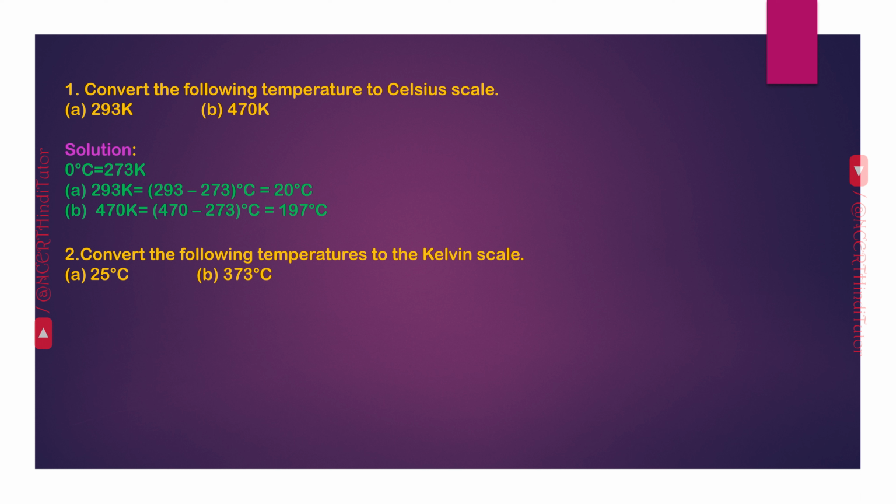Second, convert the following temperatures to the Kelvin scale. 0 degrees Celsius is equal to 273 Kelvin. A. 25 degrees Celsius is equal to 25 plus 273, which is equal to 298 Kelvin. B. 373 degrees Celsius is equal to 373 plus 273, which is equal to 646 Kelvin.